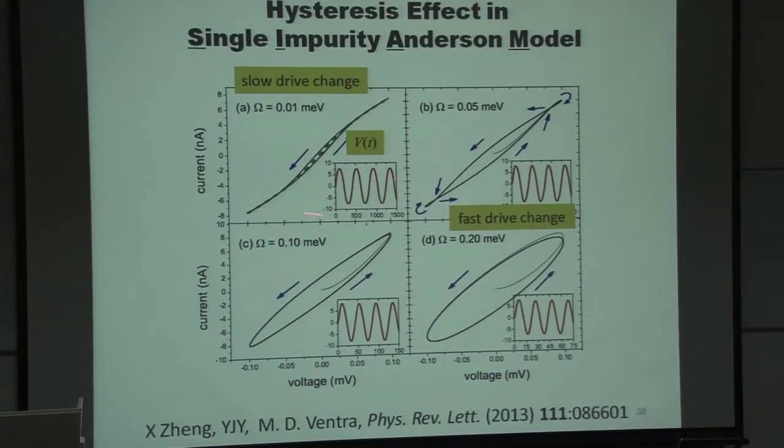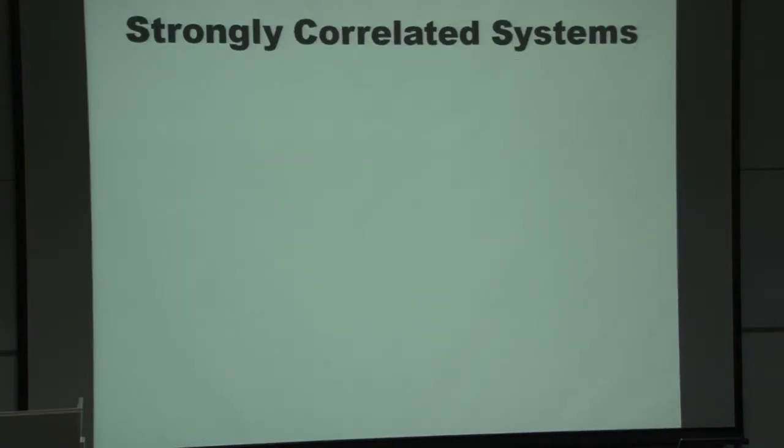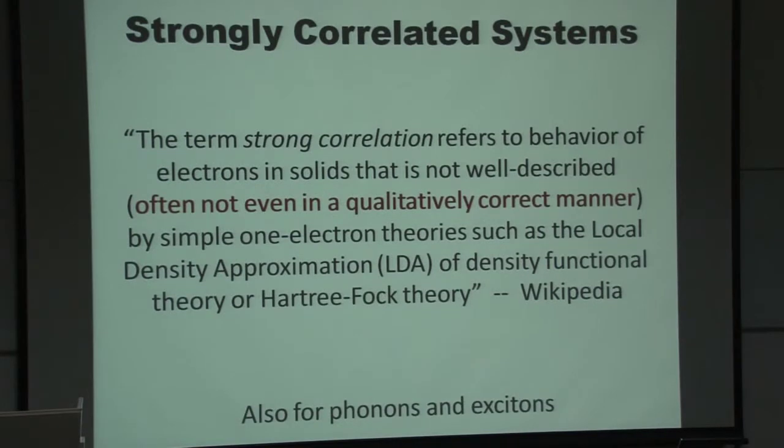Another thing: here we calculate the time-dependent voltage. I will not explain too much. Basically, this shape is typical only for the quantum regime. And this is the current correlation functions, for the strong correlation systems.